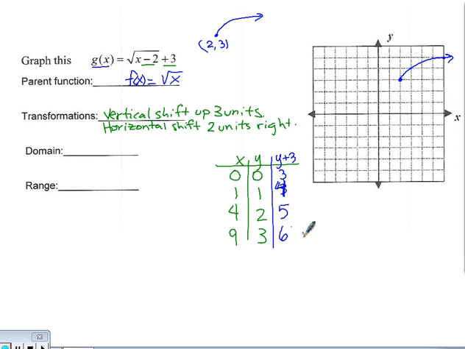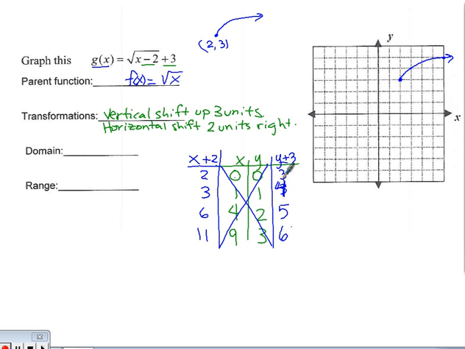All right, and then over here on the x, remember we're doing the opposite. So we're not saying x minus 2. This is really key. We have to do x plus 2. So we're going to add 2 to each of these. 0 plus 2, 1 plus 2, 4 plus 2 is 6, and 9 plus 2 is 11. So now we're going to ignore this, and these are the new values of our graph.